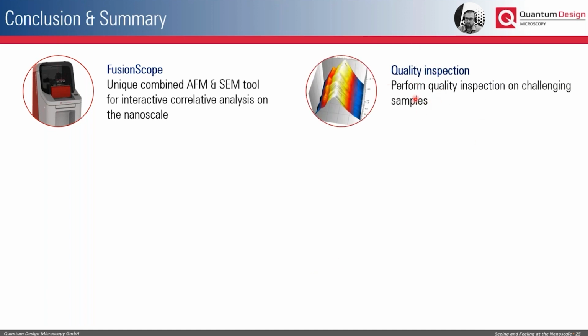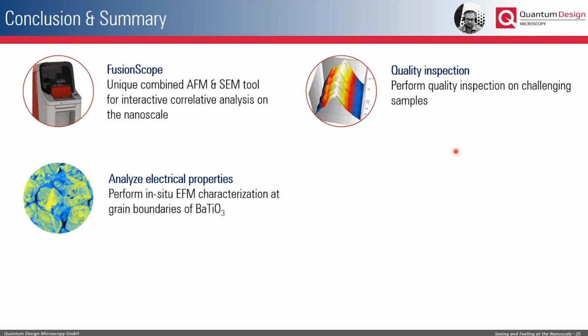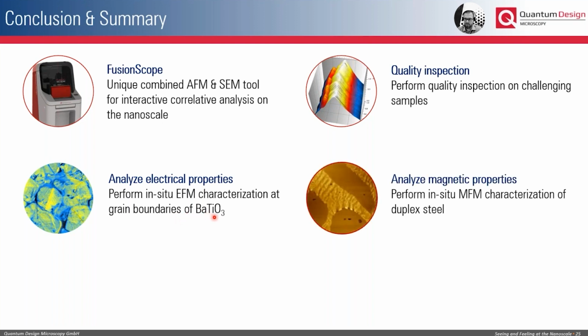And I showed you 3 very short examples. One is where we performed a quality inspection to measure the blade radius of these razor blades. The second one was the analysis of electrical properties, in this case of a barium titanite ceramic surface. And the last example was measuring the magnetic properties, in this case for a duplex steel sample.